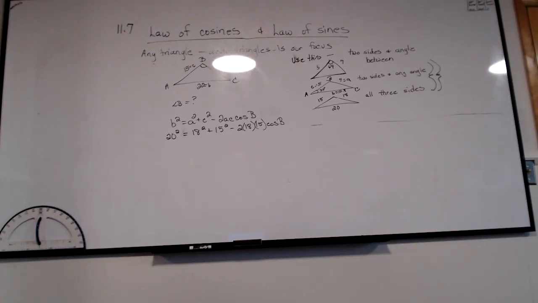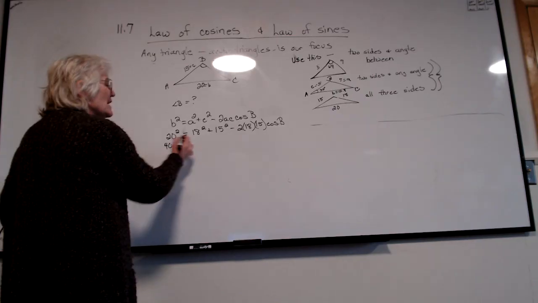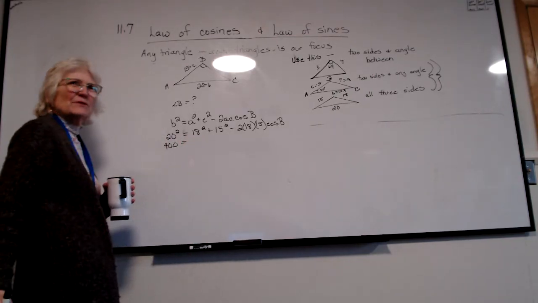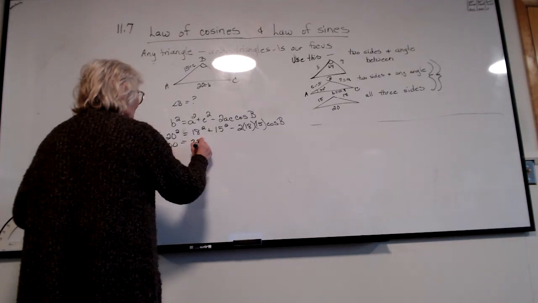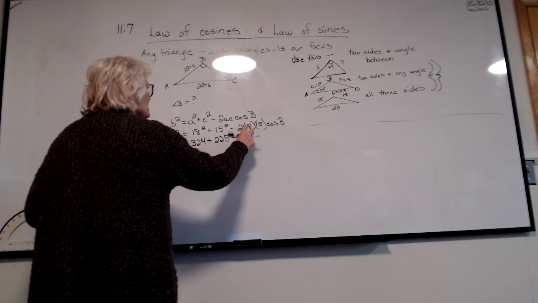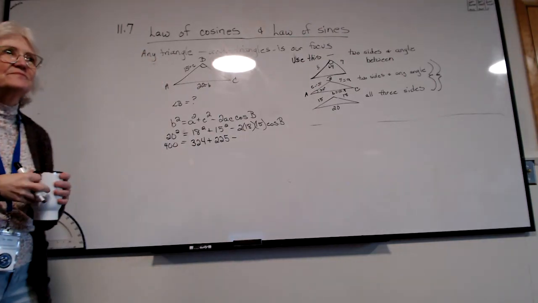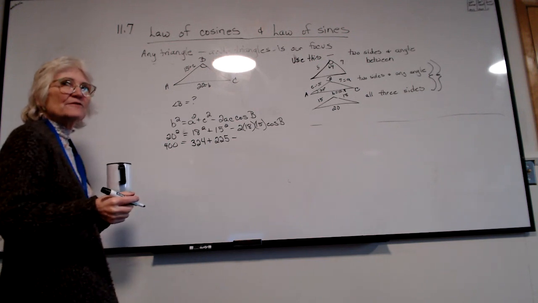Okay. What we're going to do is use algebra. We have to think about the algebra, okay? We get 400 here. Can somebody give me what 18 squared is? 324. Okay, I was going to say 15 squared is 225. Can somebody multiply 2 times 18 times 15? 540, okay?